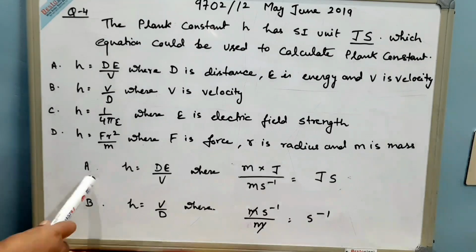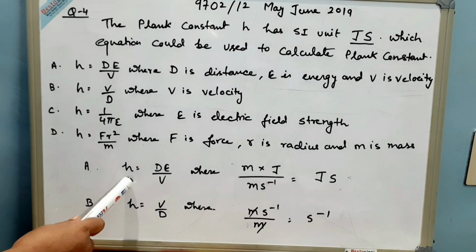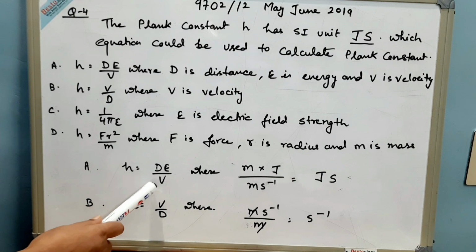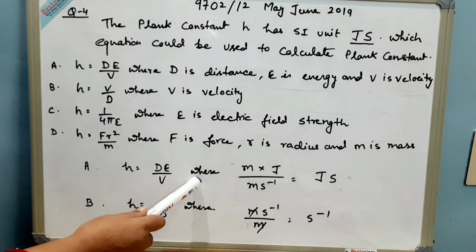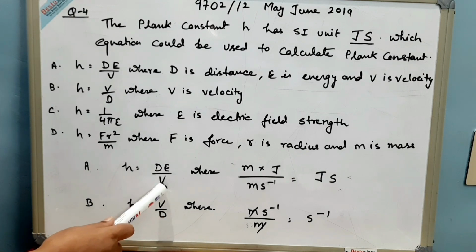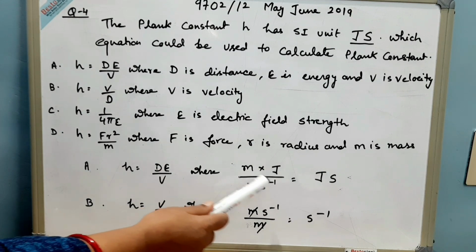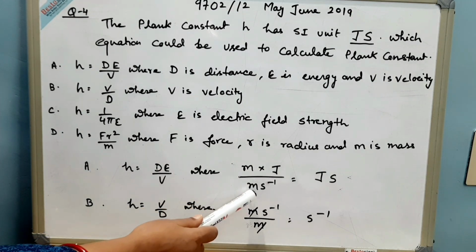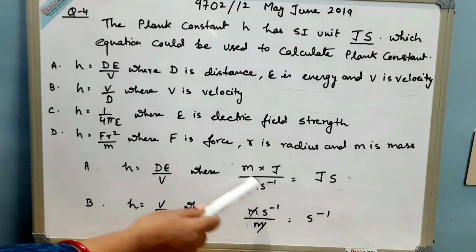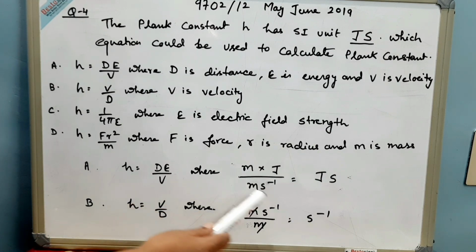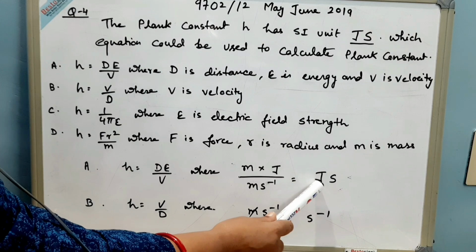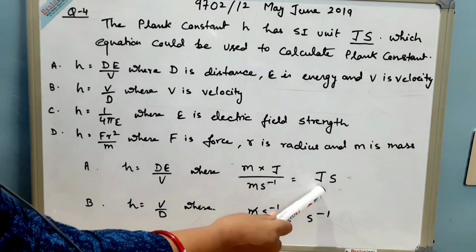So let's see that. Option A, Planck constant is equal to dE by v, where d is distance, E is energy and v is velocity. Unit of distance is meter, unit of energy is joule, and unit of velocity is meter per second. Meter will get cancelled, so we will get the unit joule second. So this is the correct answer.